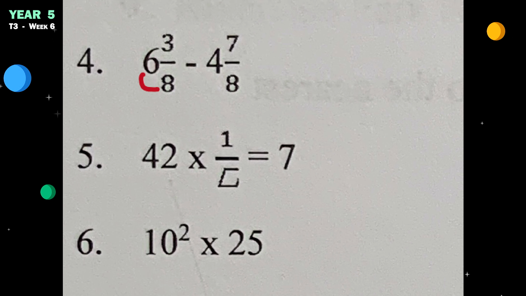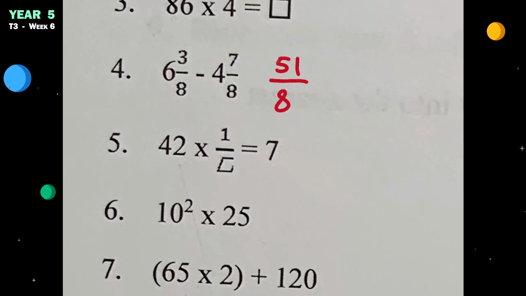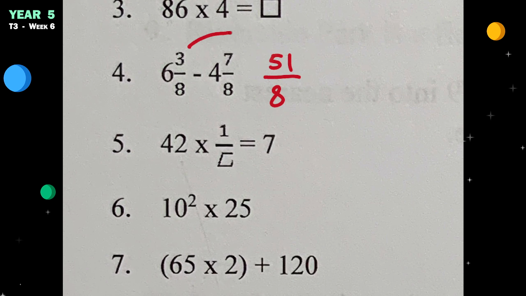6 times 8 is 48. 48 plus 3 is 51, and that's over 8. So this mixed numeral has transformed into an improper fraction, and now the next mixed numeral is going to change to improper as well. Now we have a minus in the middle.